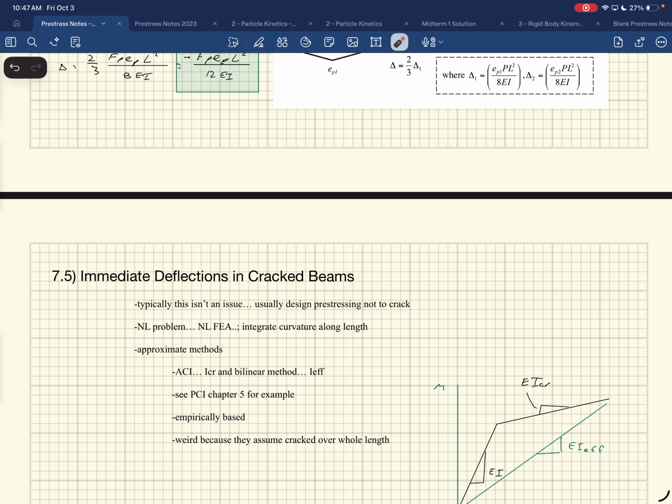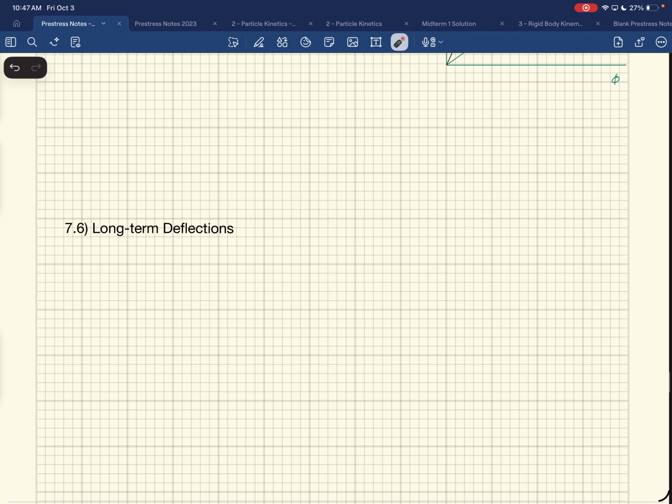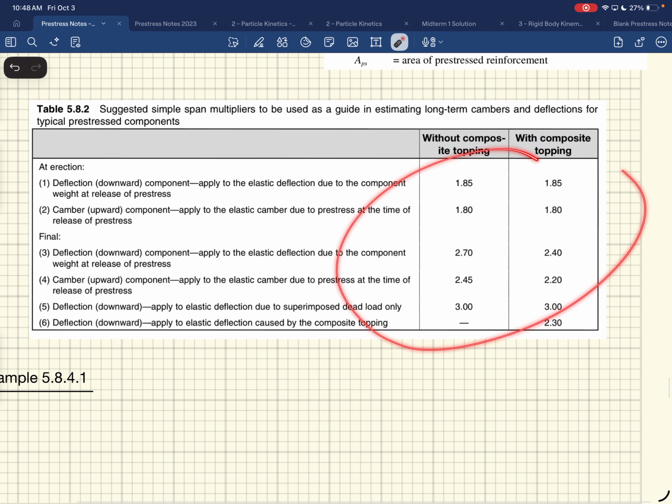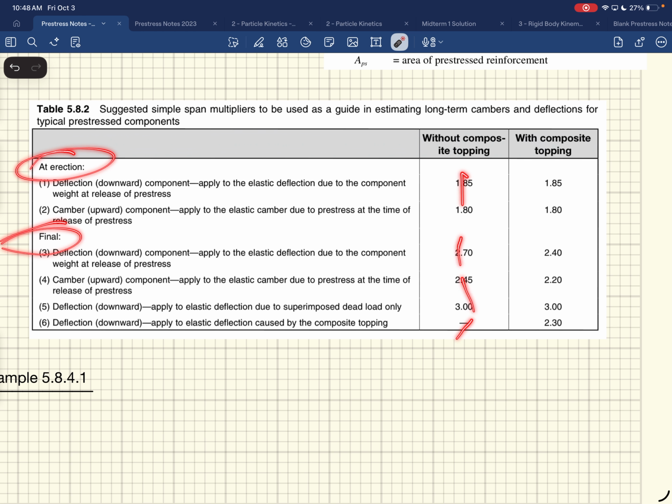We're going to use a method that PCI puts together that you just have these factors that you apply. Okay, deflections down, these are at erection versus the final, and then here's the factors that you end up using. They end up being a lot, right? I mean, look at it, 3.0, right? So long-term deflections, these things continue to move over time significantly. Okay.